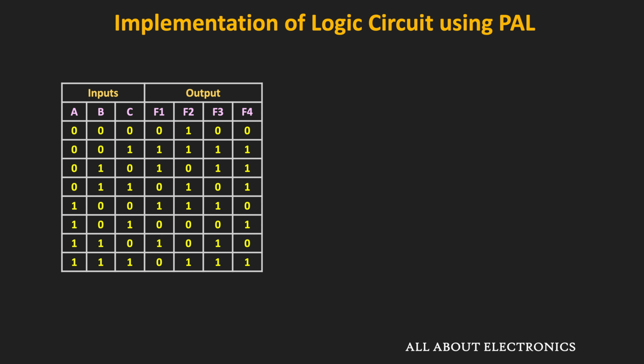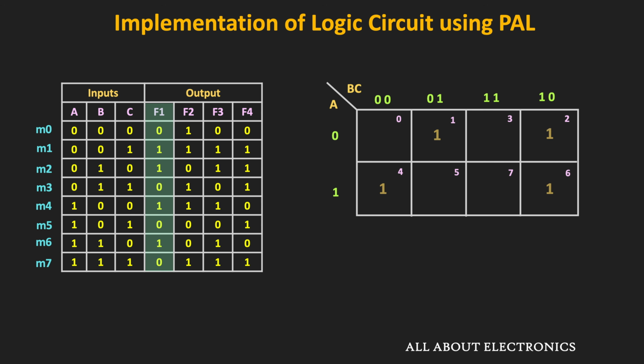So here, if you see this output F1, then it is equal to 1 for 4 different minterms. First of all, let us write these 4 minterms in the K map. If you see this K map, we can combine these two minterms, and likewise we can combine this minterm M4 and M6. And as you can see, it is not possible to combine this minterm M1. So based on these 3 groups, this is the minimized expression for this output F1.